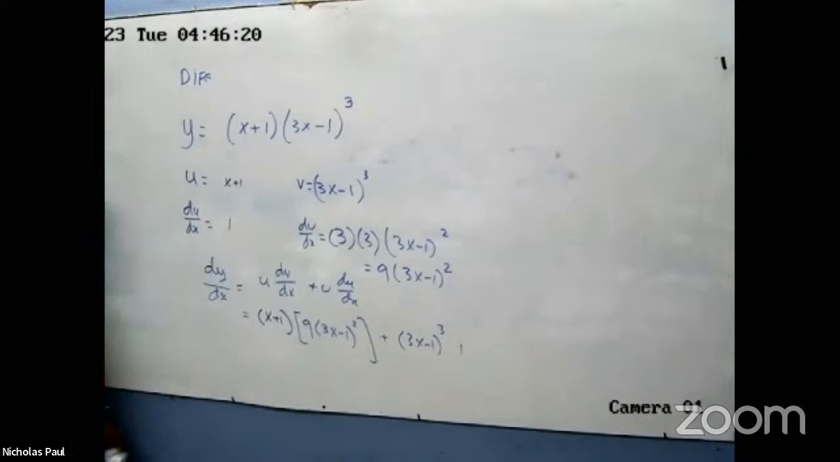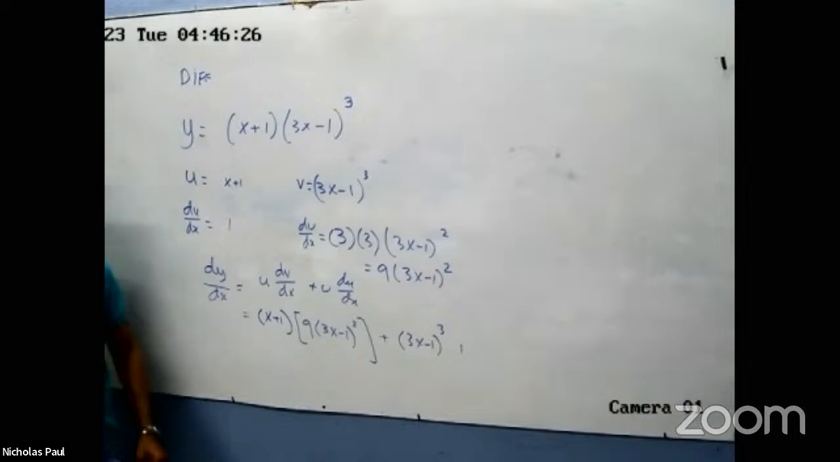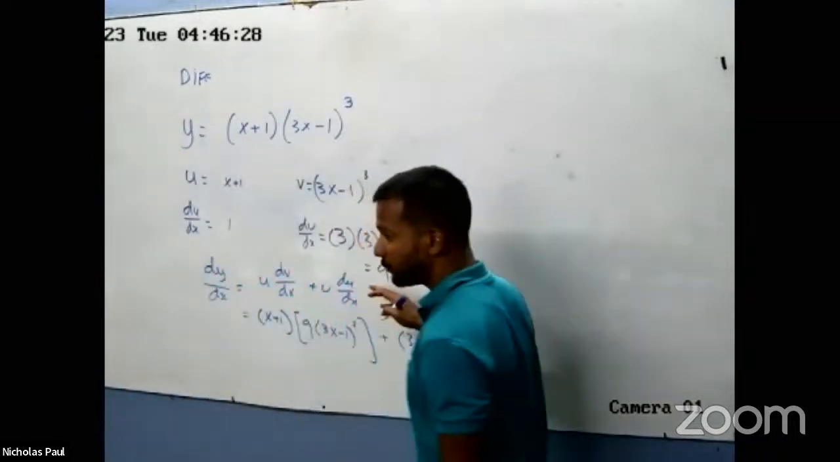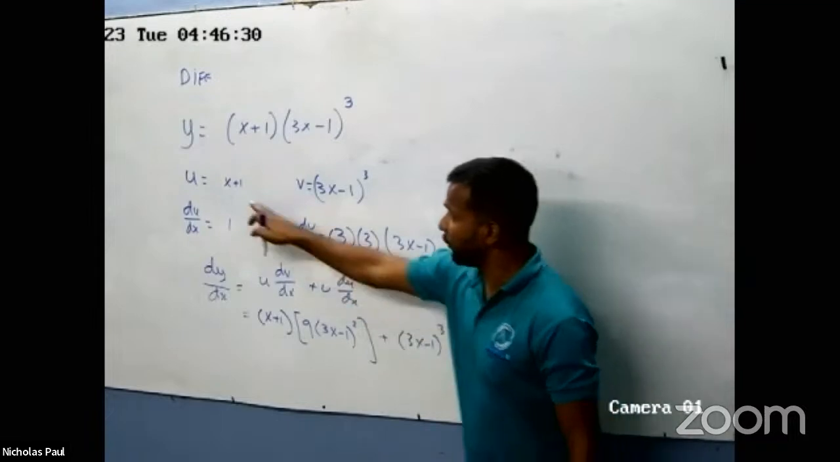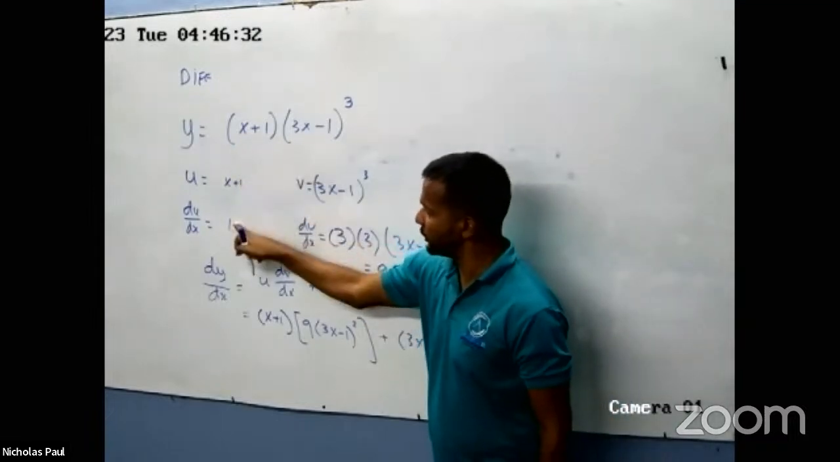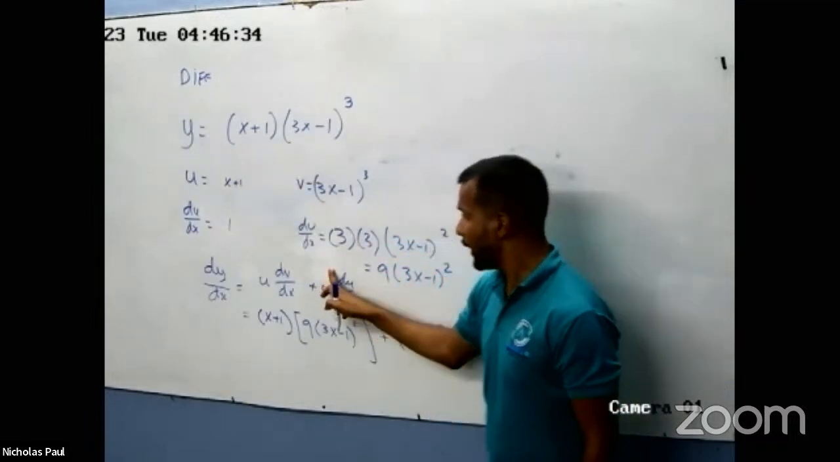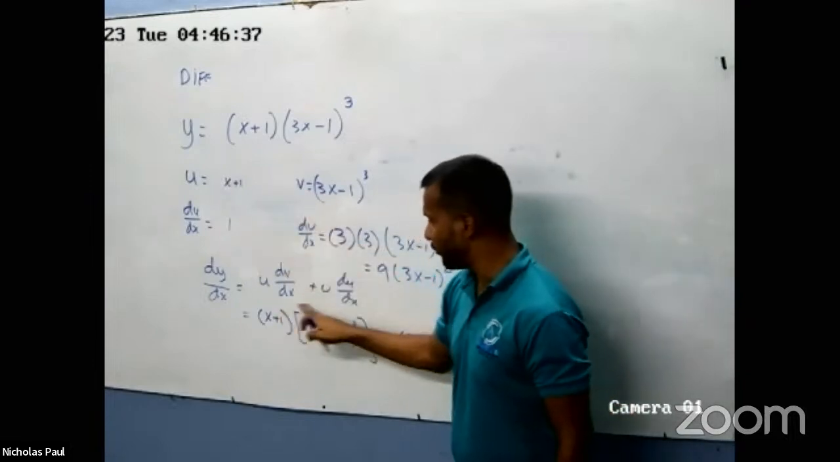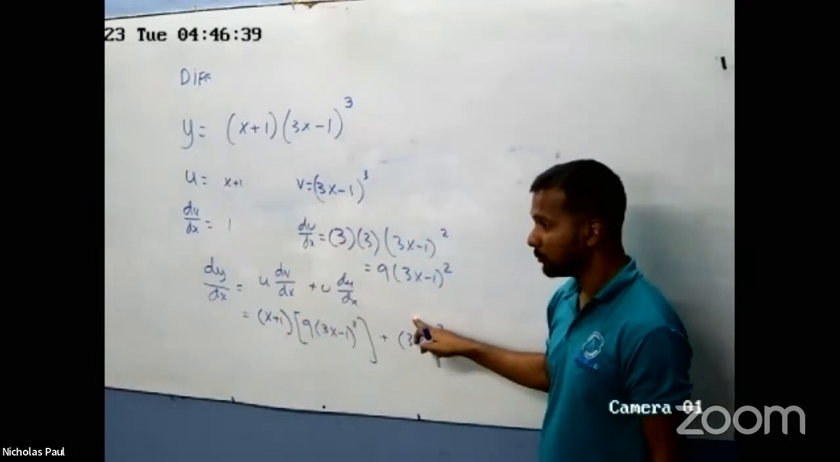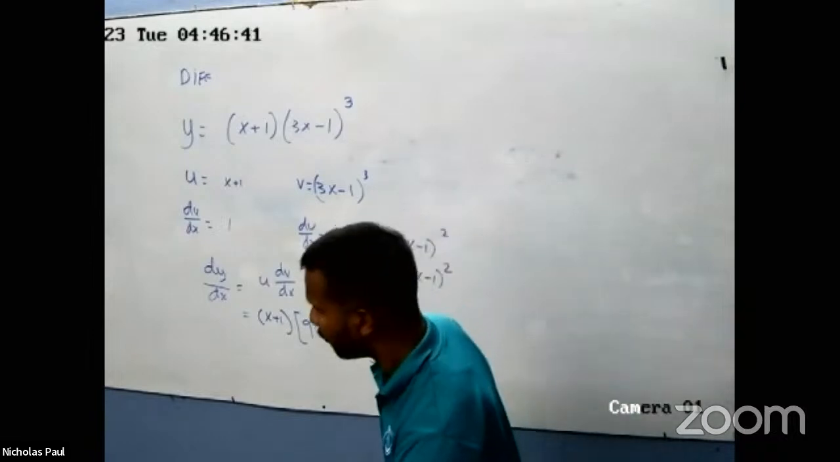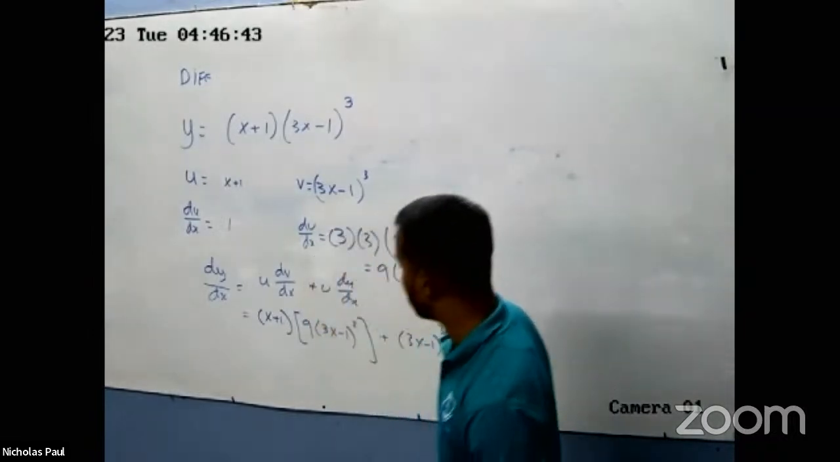What do they both have in common? So I write u and I write v, I differentiate this, I differentiate this. And then I took them and I put them in the formula, working them separately and then putting it back in the formula.